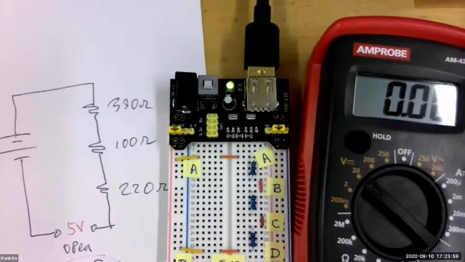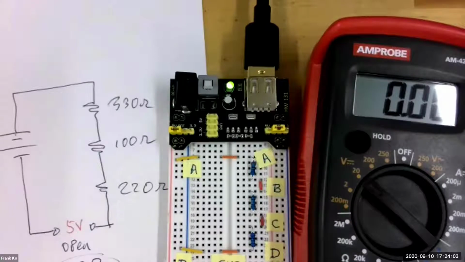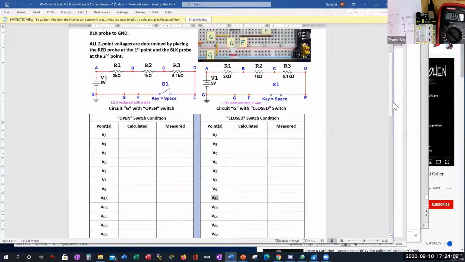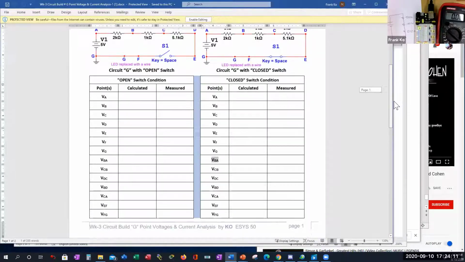So let me change the share to here, back to here, to there. Okay, so that's for this particular exercise right here.